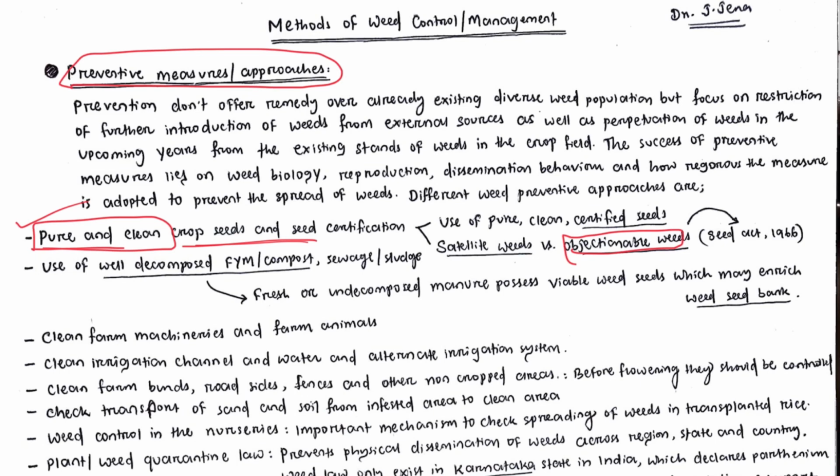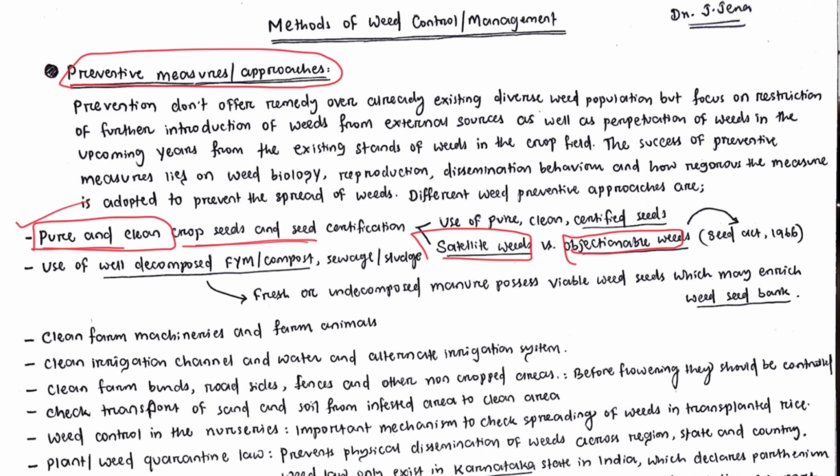Another thing is that some weeds grow and complete their life cycle when the crop completes its life cycle. So during the harvesting time, there is a very good chance that these weed seeds come along with the crop seed. They are harvested along with the crop seed. That is known as satellite seeds. Okay, so we must ensure that we are not allowing the satellite seeds and not allowing the objectionable weed seeds to mix with the crop seed. So that is the first point.